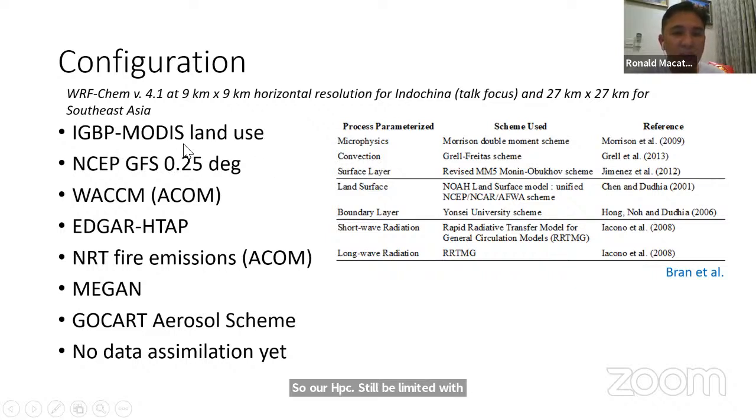We used MODIS land use and NCEP for meteorology boundary conditions, and WACCM for chemistry boundary conditions. For anthropogenic emissions, EDGAR; for fire, we used near real-time fire emissions; for biogenic, MEGAN. We used the GOCART aerosol scheme, again due to our limited computational system. We haven't yet tried data assimilation. These are the rest of the parameters used, especially for the meteorology.